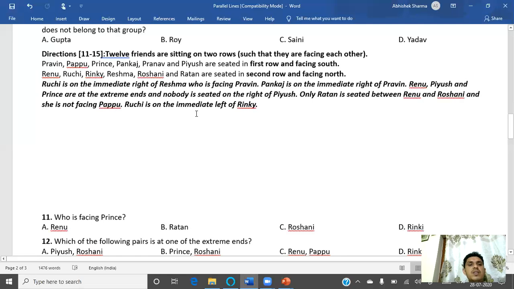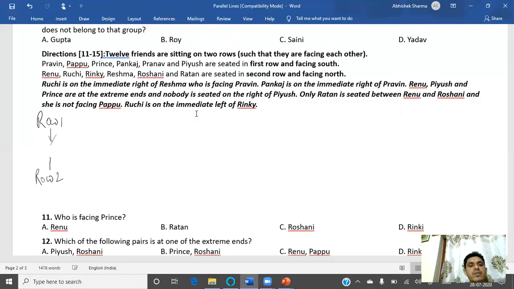Like the question is question number 11 to 15. And the question is 12 friends are sitting on two rows such that they are facing each other. Praveen, Pappu, Prince, Pankaj, Pranav, Piyush are seated in first row and facing south. That means row 1 must be here and all the people sitting in row 1 are facing toward south. Thereafter, Renu, Ruchi, Rinki, Reshma, Roshni and Ratan are seated in second row and facing north.